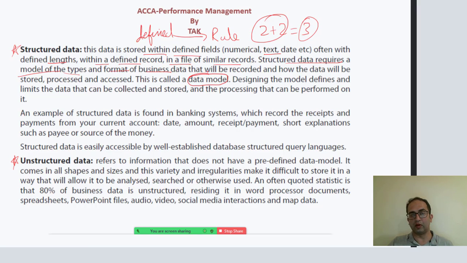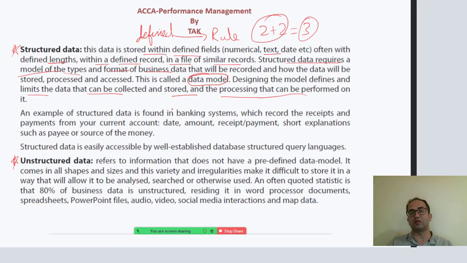So in short, how this structured data will be structured is one thing, and how it will be saved, processed, and accessed is a different thing. It's a complete model used to structure the data. That structure is generally known as the data model. Designing the model defines and limits the data that can be collected and stored, and the processing that can be performed on it. This is just a definition that I read out.